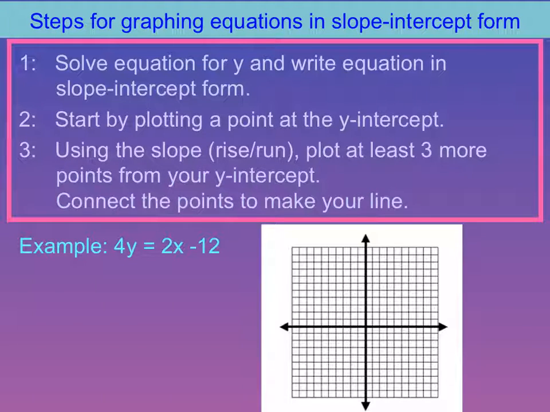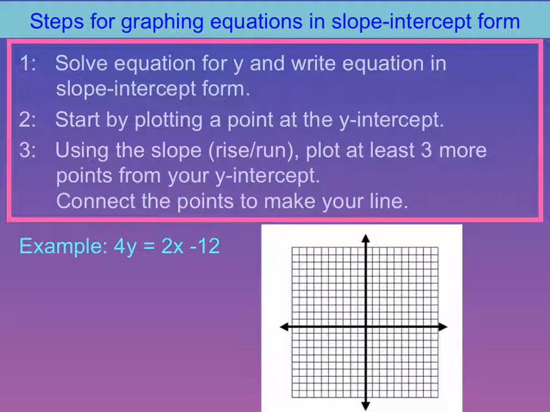Okay, so your steps for actually graphing equations in slope-intercept form would be, for step 1, to solve the equation for y, and then write your equation in slope-intercept form. If you solve for y, it should be in slope-intercept form as long as you have your x before your constant. Step 2, start by plotting a point at your y-intercept.